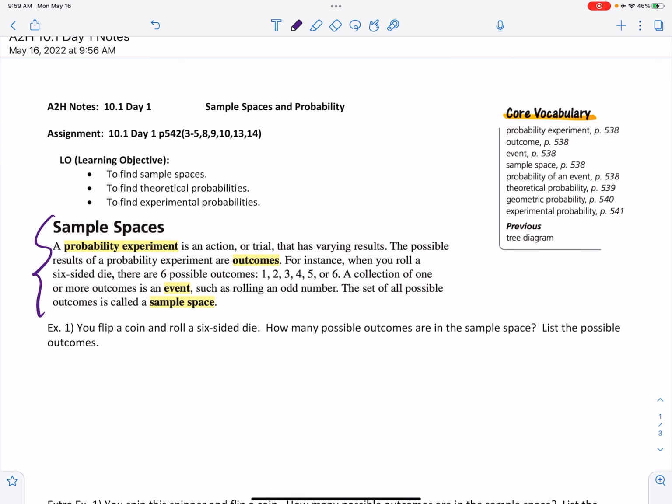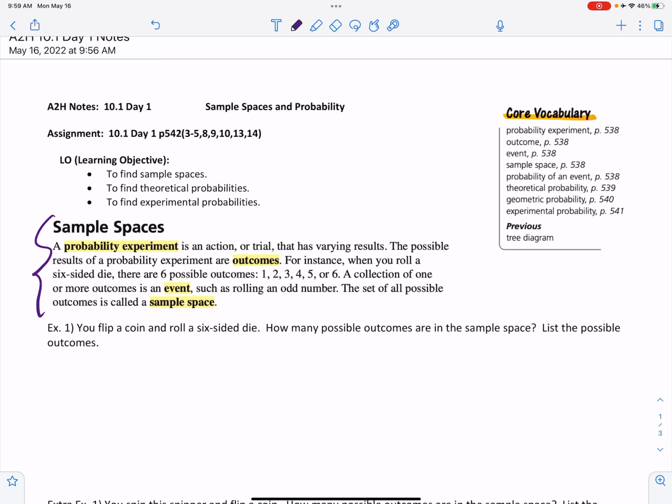a probability experiment is an action or trial that has varying results. The possible results of a probability experiment are outcomes. For example, if you roll a six-sided die, there's 6 possible outcomes. And then a collection of one or more outcomes is an event, such as rolling an odd number. A set of all possible outcomes is called a sample space.